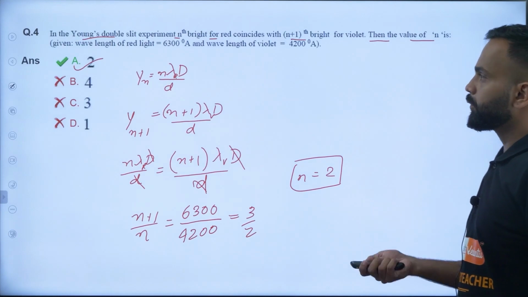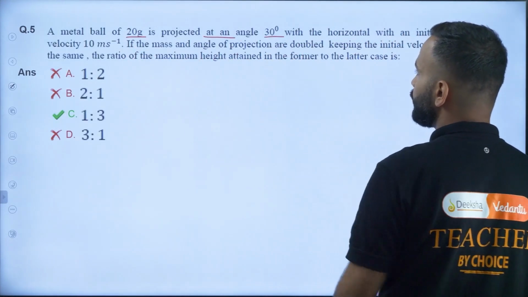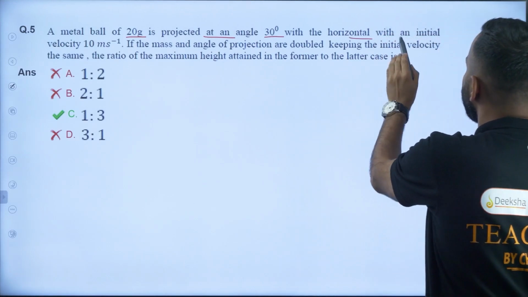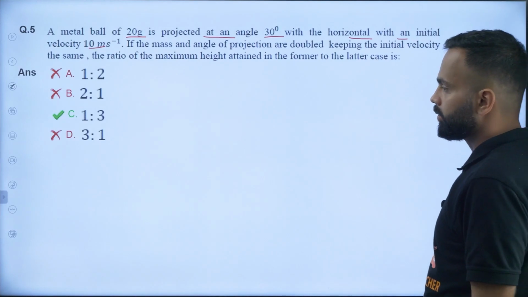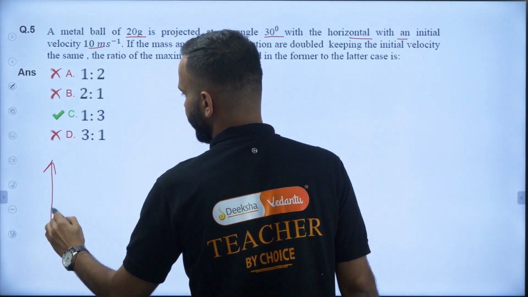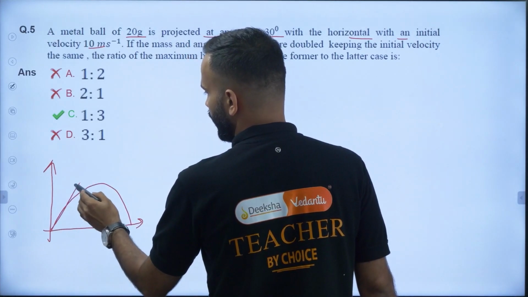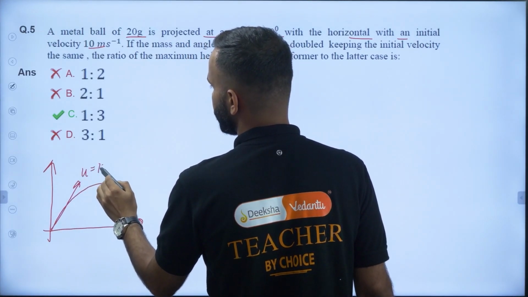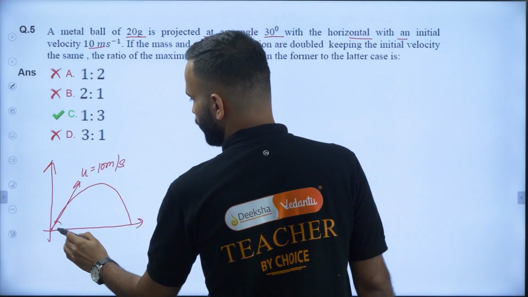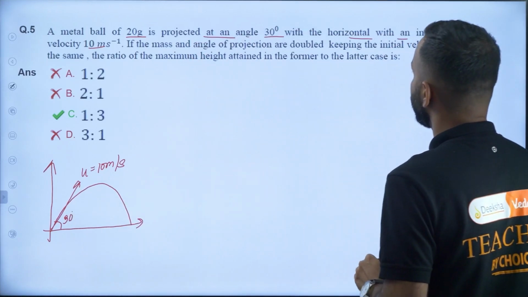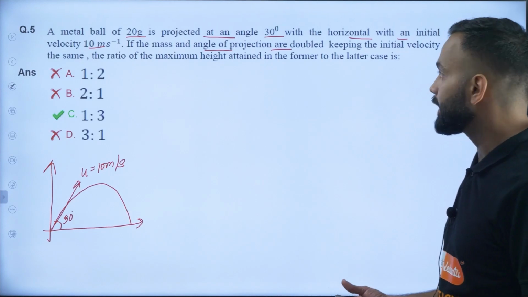Understood? Next question. A metal ball of 20 gram is projected at an angle of 30 degree with the horizontal with an initial velocity 10 meter per second. So the metal ball is projected with an initial velocity u equal to 10 meter per second. Mass of the ball is 20 gram, right? What is the angle of projection? 30 degree, right?